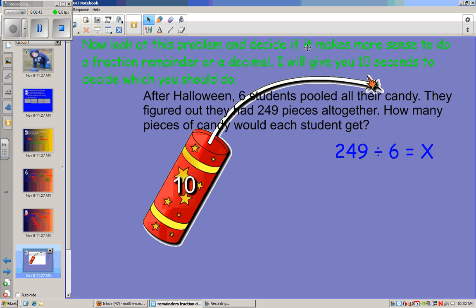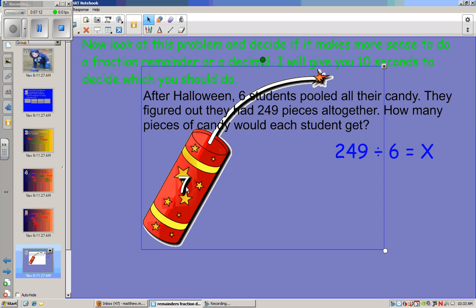I want you to look at this one, and I want you to decide if it makes more sense to have a fraction remainder or to have a decimal remainder. And I'm going to give you 10 seconds after I'm done reading. I'm going to set the dynamite on fire, and I want you to decide. So the problem is, after Halloween, 6 students pooled all their candy. They figured out they had 249 pieces altogether. How many pieces of candy would each student get? And so the dynamite has been lit. You now have 10 seconds to decide. Should this be a fraction or a decimal? What would you figure out?